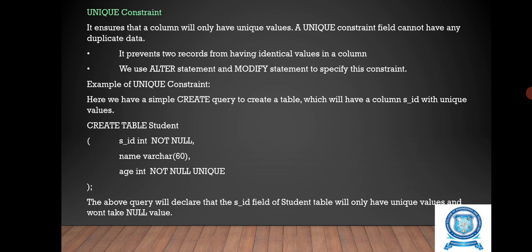Now let us see about the unique constraint. It ensures that a column will have unique values. The unique constraint field cannot have any duplicate data, and it prevents two records from having identical values in a column. We use the alter statement and modify statement to specify this constraint.